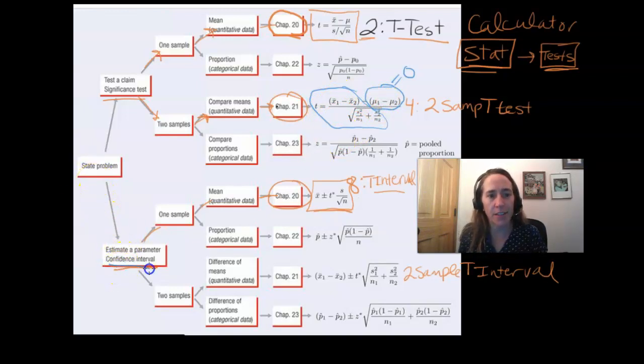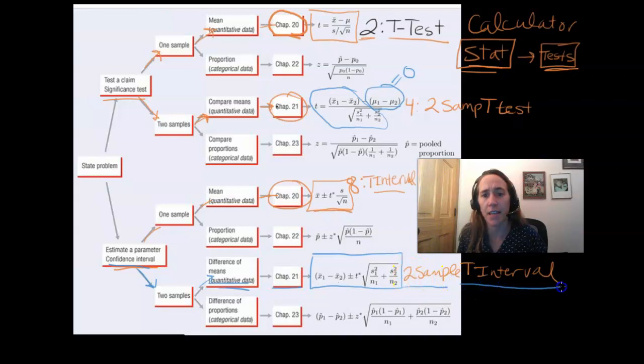If you're dealing with the confidence interval, it's two samples now, so I'm going down this direction. It's quantitative, once again, difference of means we're dealing with still. So we go this route, chapter 21. I take my two means, and this is my formula that I'm going to use. I'm going to plug it in, even if I use my calculator. This is a two sample t interval, and that is 0 on my calculator. If you scroll all the way down, you'll see the intervals are towards the bottom of the tests.